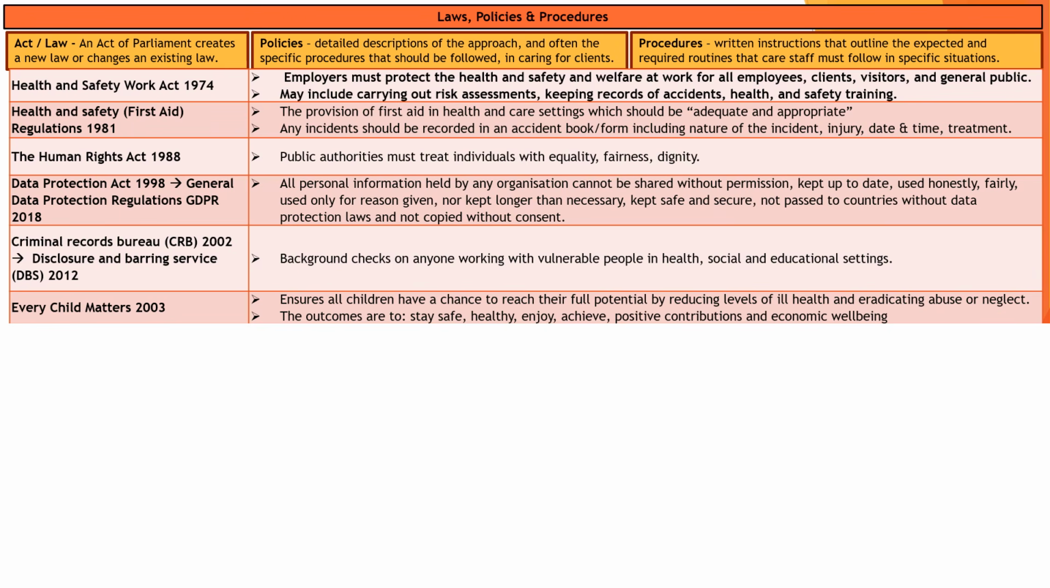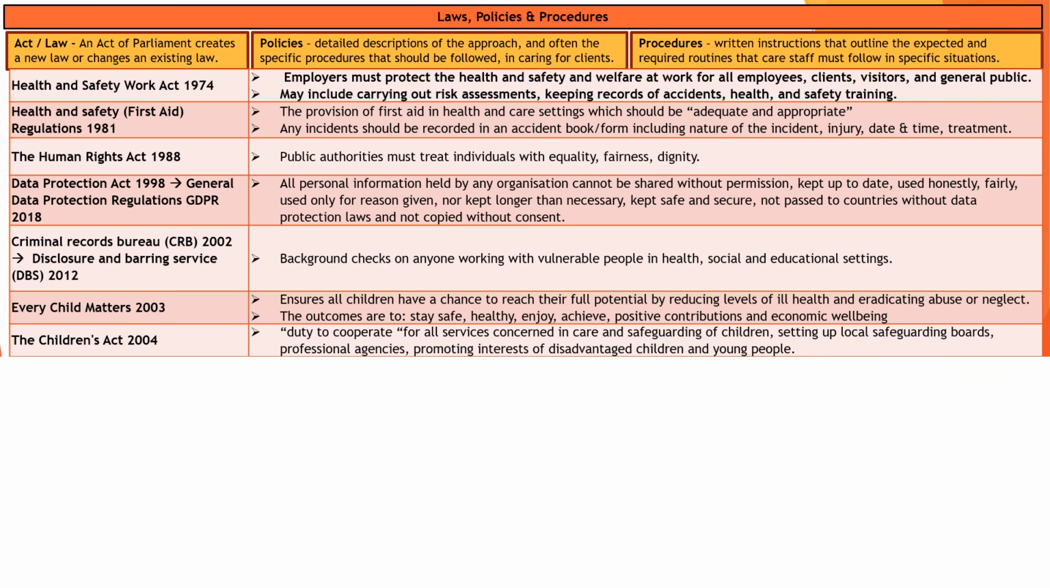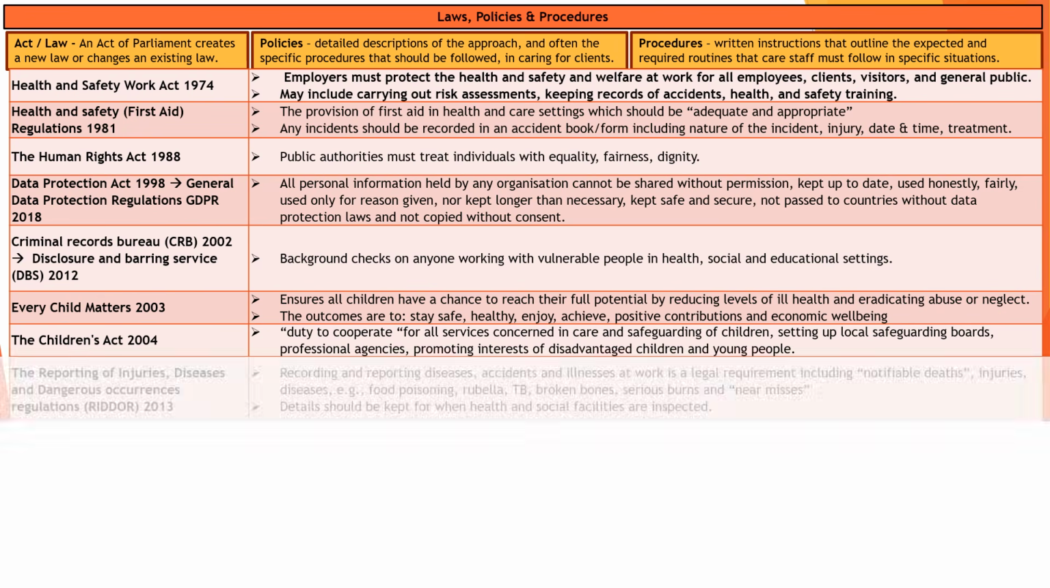Every Child Matters was introduced in 2003 following a number of child protection issues such as Victoria Climbié and Baby P. The main element of this is that all children have to have a chance to reach their full potential, reducing levels of ill health and eradicating abuse and neglect. The outcomes are always about staying safe, enjoying a healthy, active life, making a positive contribution and positive economic well-being. The Children's Act of 2004 develops on from this, providing a duty to cooperate. So all services concerned with a group of people, if they have safeguarding concerns, have to share them, and they can't hold on to that information themselves.